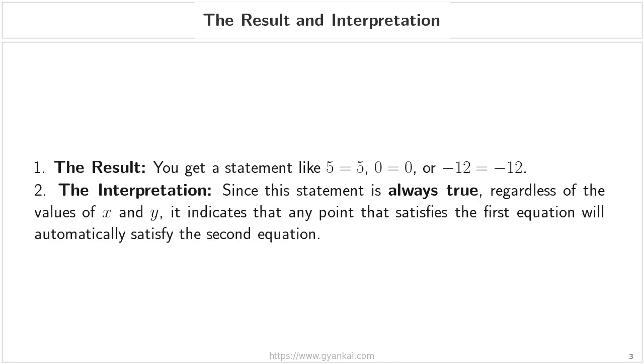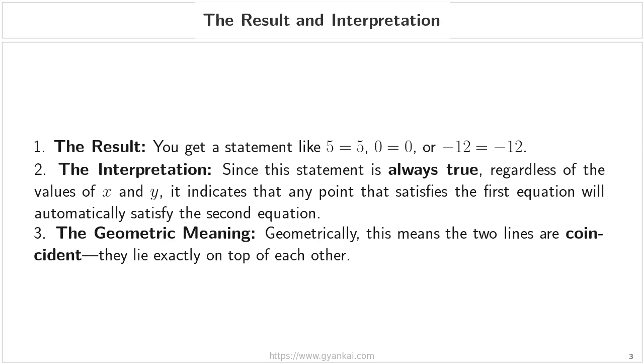So, how do we interpret this? Since a statement like 0 equals 0 is an identity, meaning it is always true regardless of what values you plug in for x or y, it tells us something very important. Any point that works for the first equation will automatically work for the second one. They aren't just related, they are essentially sharing the same set of solutions.